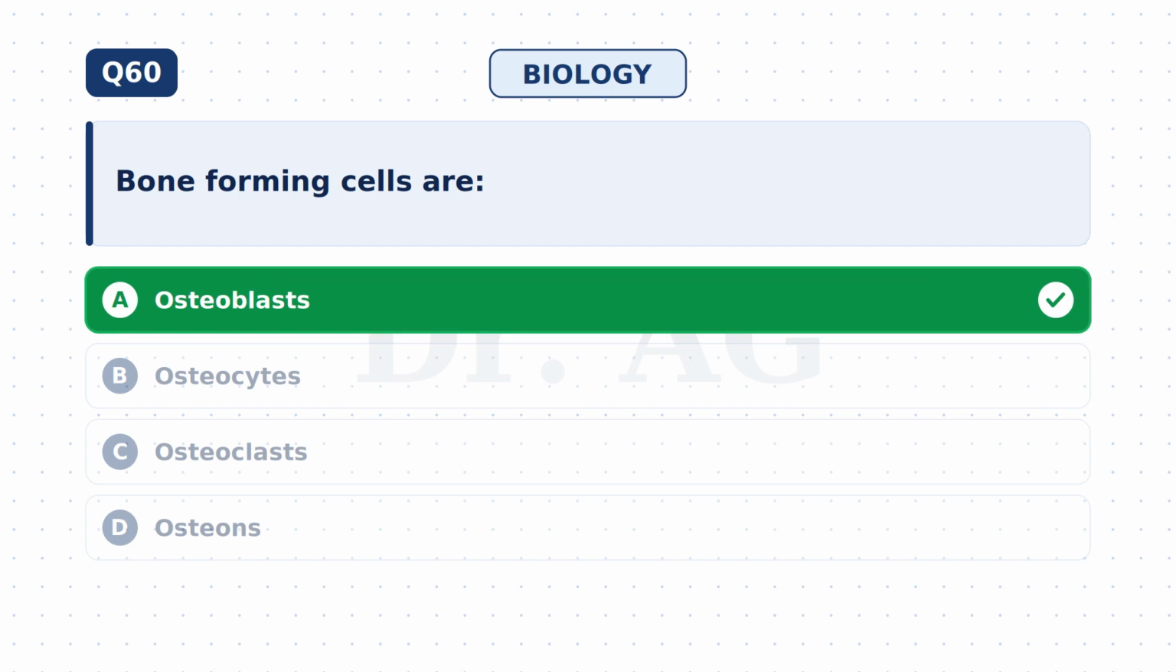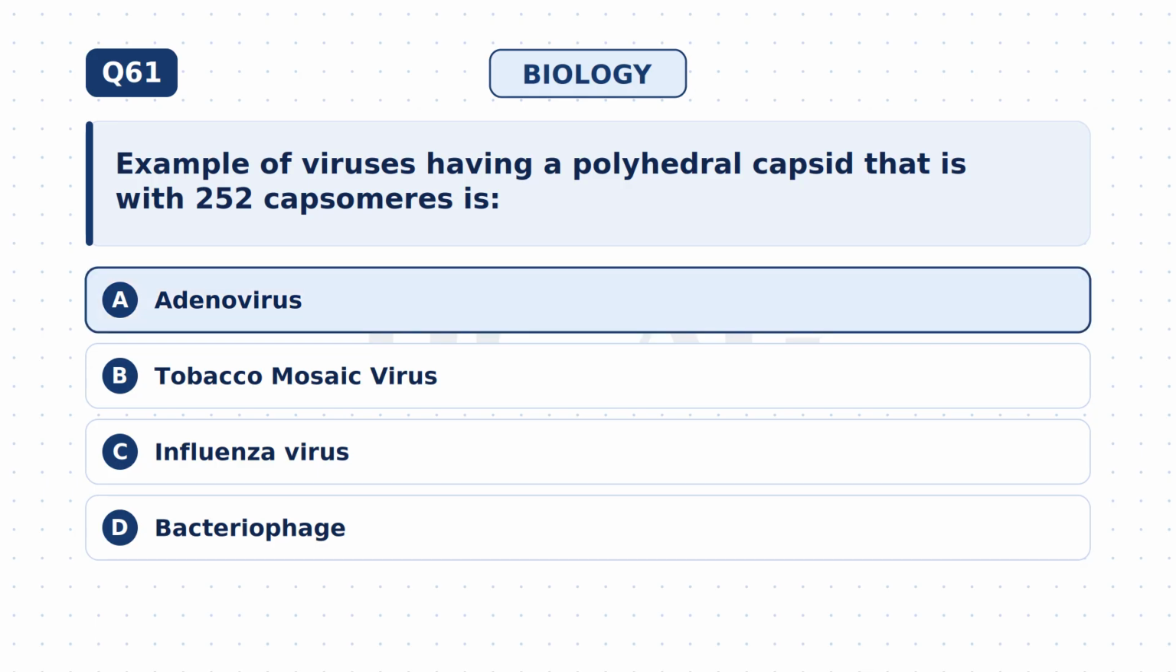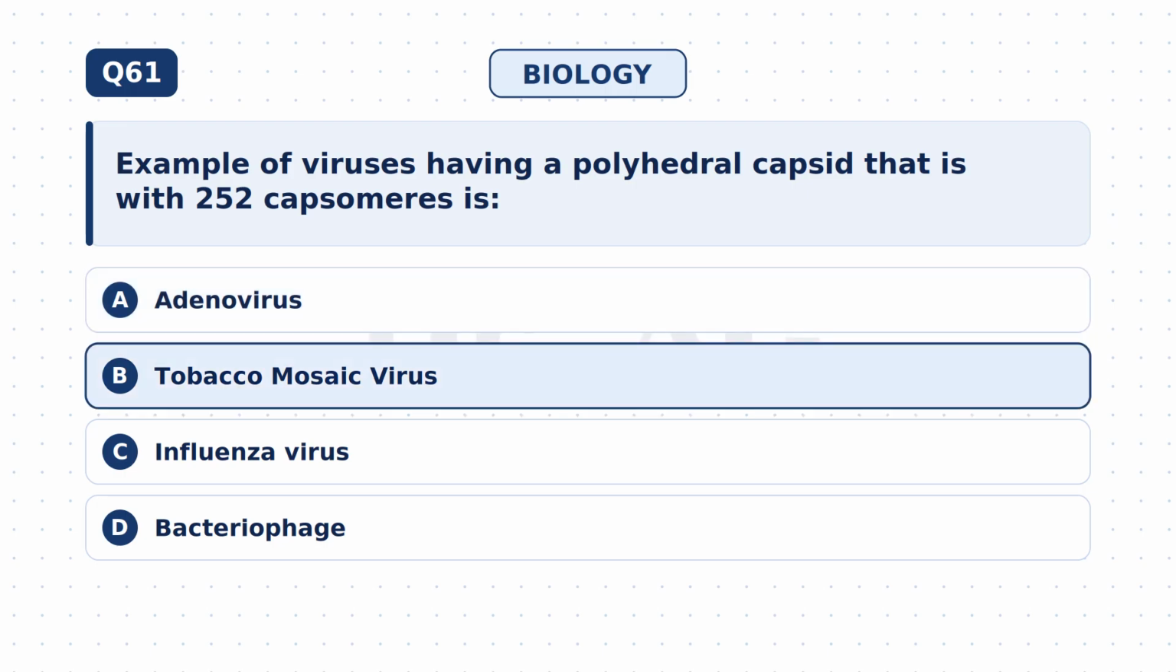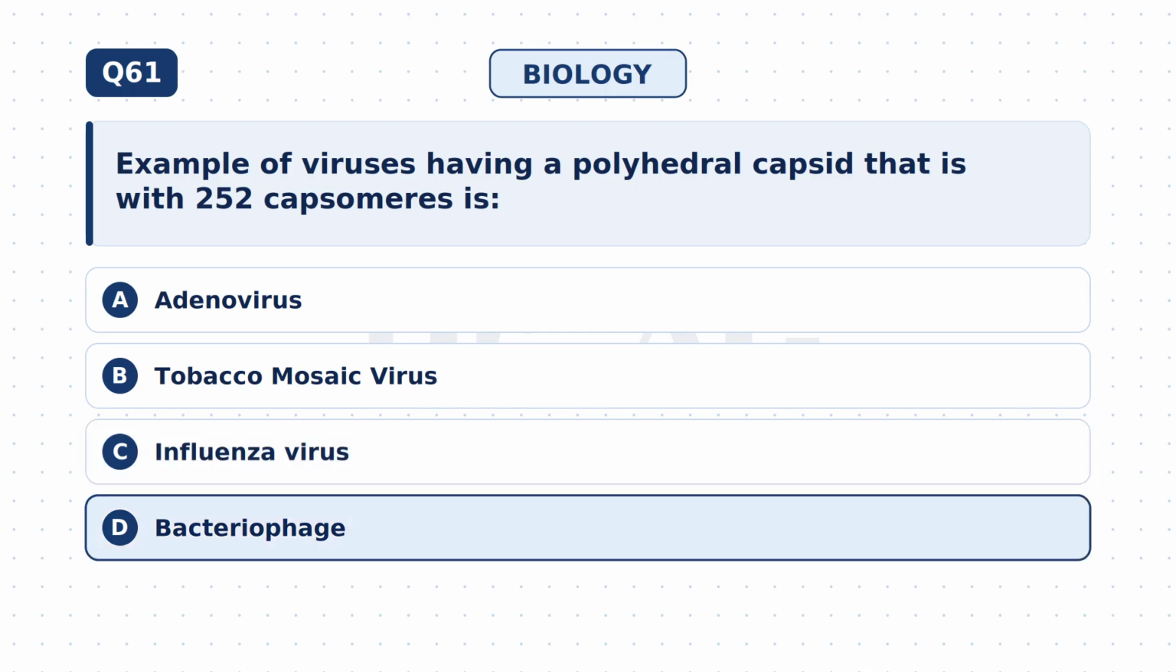The correct answer is A, osteoblasts. Question 61. Example of viruses having a polyhedral capsid, that is with 252 capsomeres, is Option A, adenovirus. Option B, tobacco mosaic virus. Option C, influenza virus. Option D, bacteriophage.